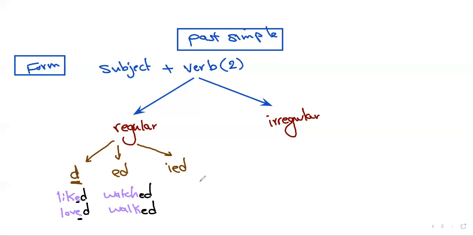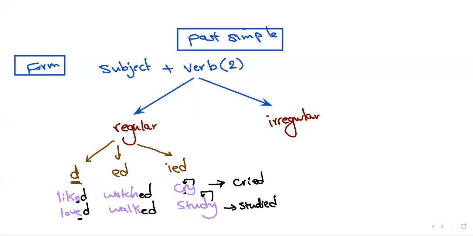When the verb ends with y, as you can see in these examples, cry or study, you have to look at y, and whether it's preceded by a consonant. So y is preceded by a consonant, as you can see. We have r in cry and d in study. So you have to remove y and add ied. It will be cried and studied.